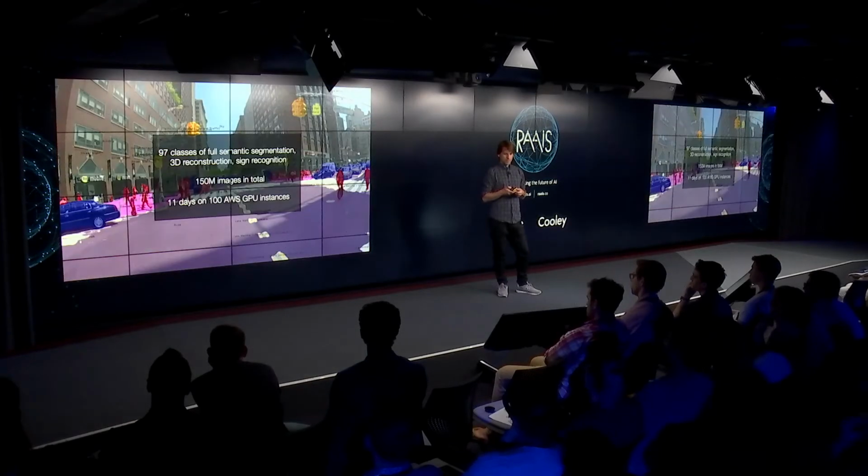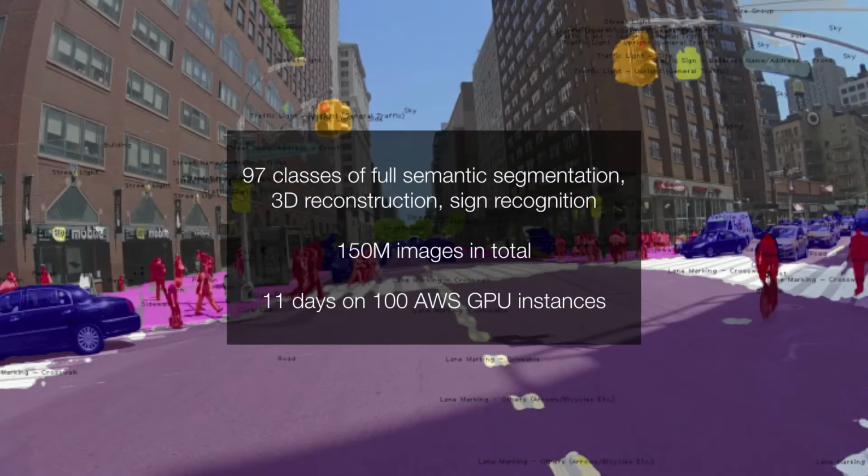All right. So it takes about 11 days on our 100. We're on Amazon. Sorry, Google Cloud people in the room. We're on Amazon. We have a 100 GPU instance cluster, and it takes 11 days to reprocess everything. So it's a little bit of a pain, but it's something you need to do.